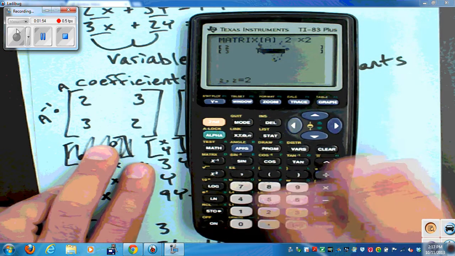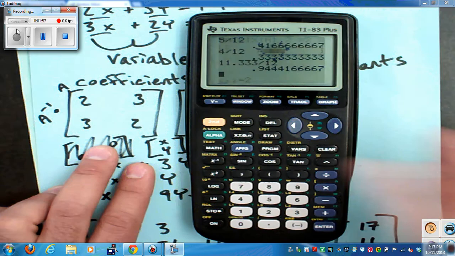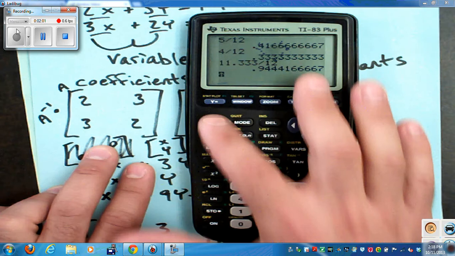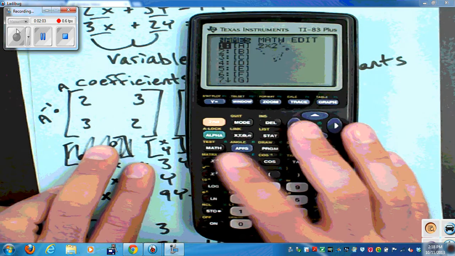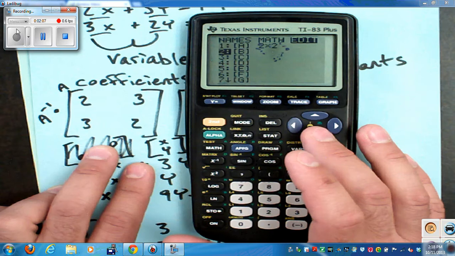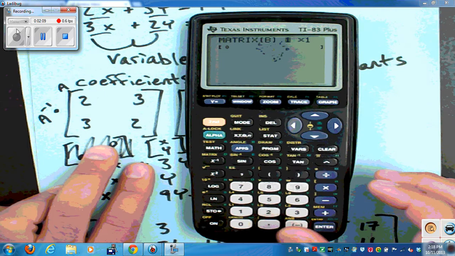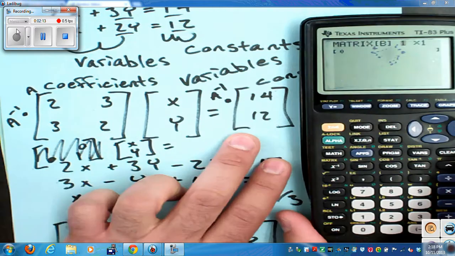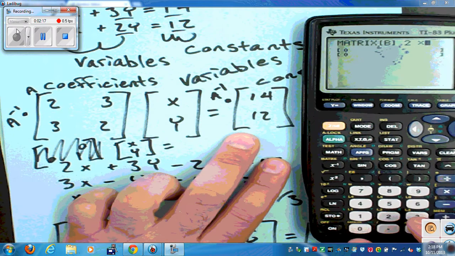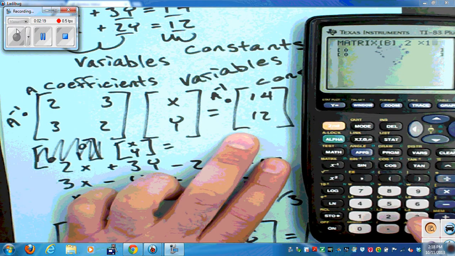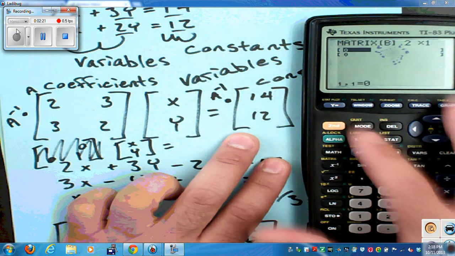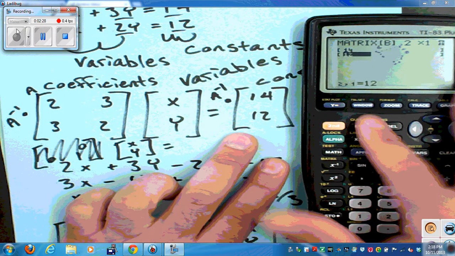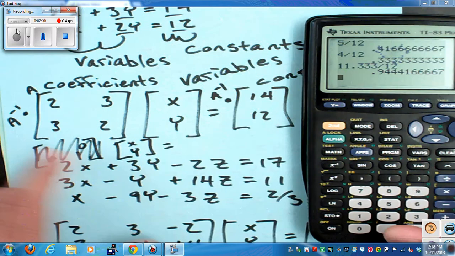Now I've put this matrix in, and I'm going to quit so I don't change it. After I quit, I go back to the matrix screen, go to edit, and this time I'm going to edit matrix B. Matrix B is going to be my constants, which, if you notice here, is a 2 by 1, so 2, enter, by 1, enter. And it gives me the values. I'm going to put in 14, enter, 12, enter. I'm going to quit out of this again, and I'm going to double check that I did it correctly.